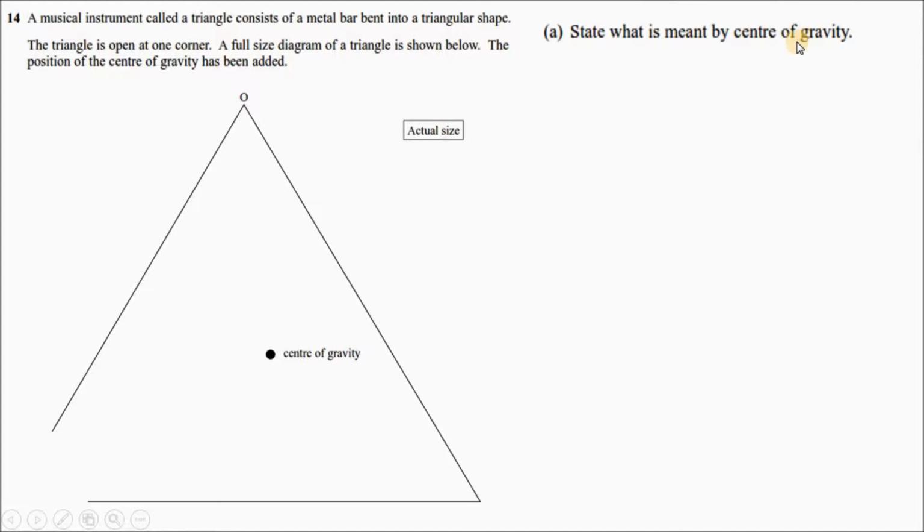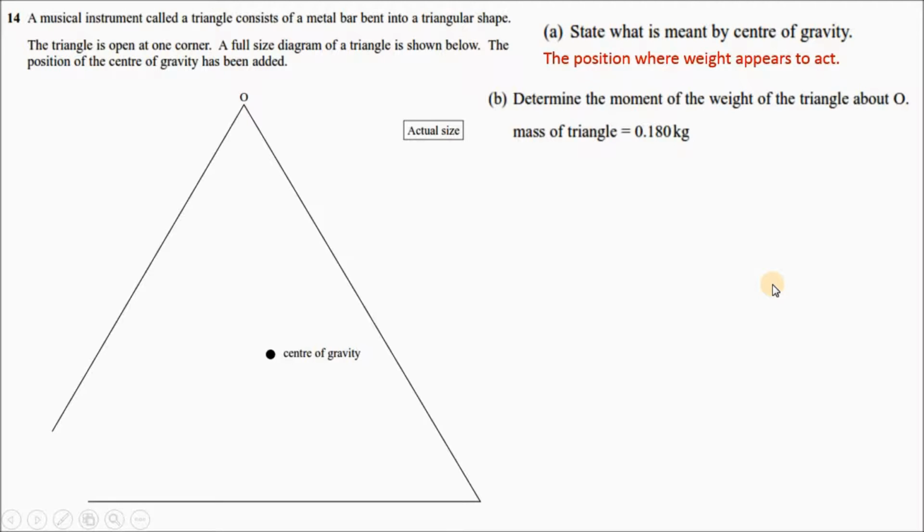A typical question of center of gravity definition: the position or the point at which the weight of the object, the weight of the body, appears to act. So this is one definition of center of gravity. You can write that. Part B, determine the moment of the weight of the triangle about O. You need to find the moment.